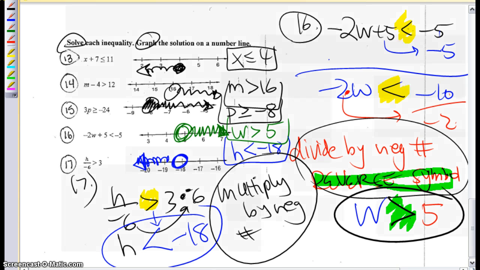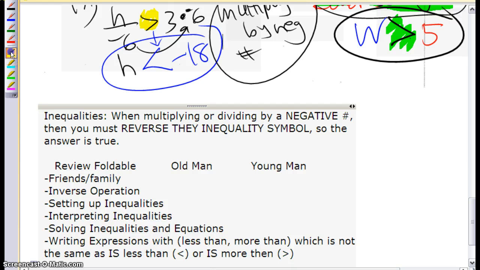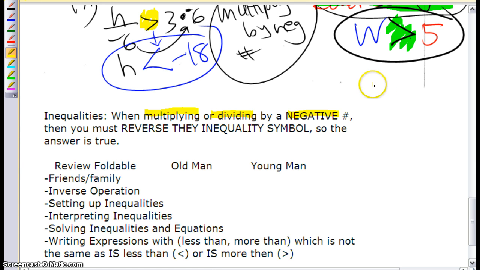So let's review. There are a couple of rules you want to remember. The first rule is, in an inequality, when you're multiplying or dividing by a negative number, just like we did in 16 and 17, you have to reverse the inequality symbol. You do want to be very careful, though, that it's not because the answer happens to be negative or another number is negative, but it's the number you divide by or the number you multiply by. That's when you have to reverse the symbol.